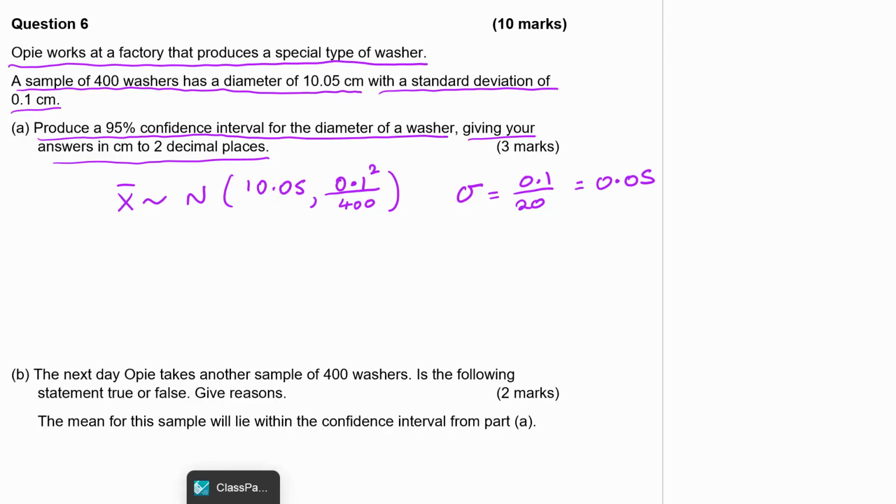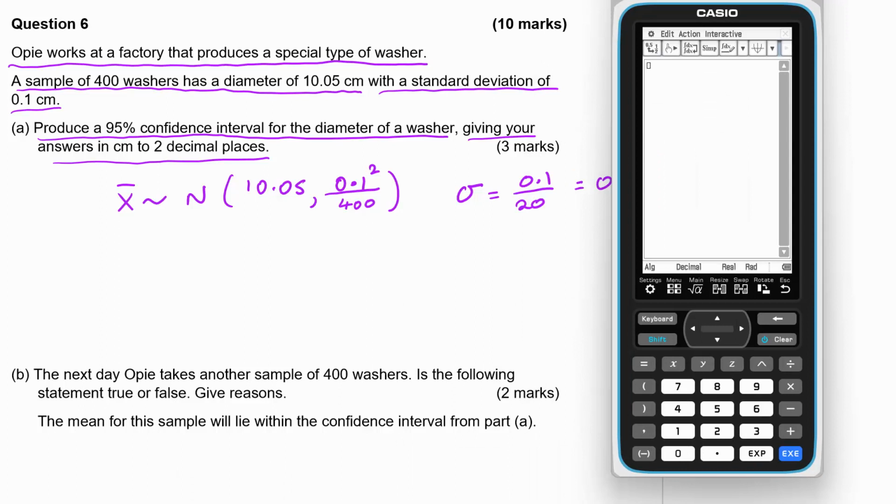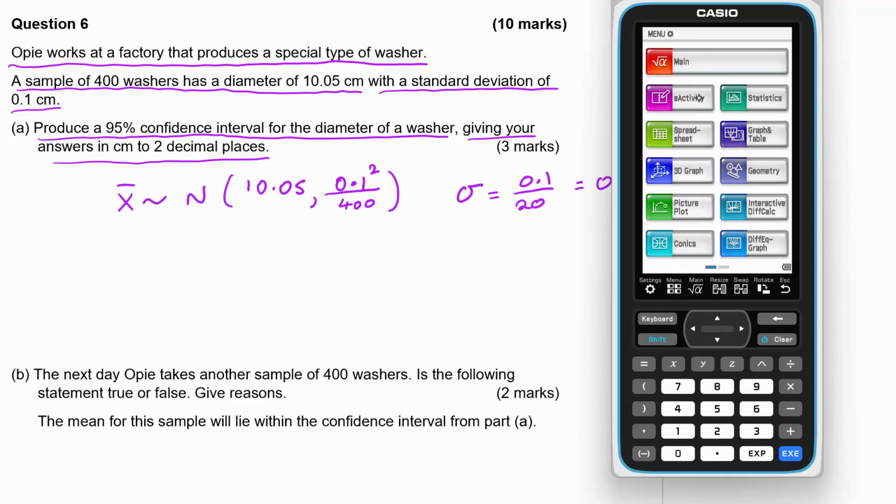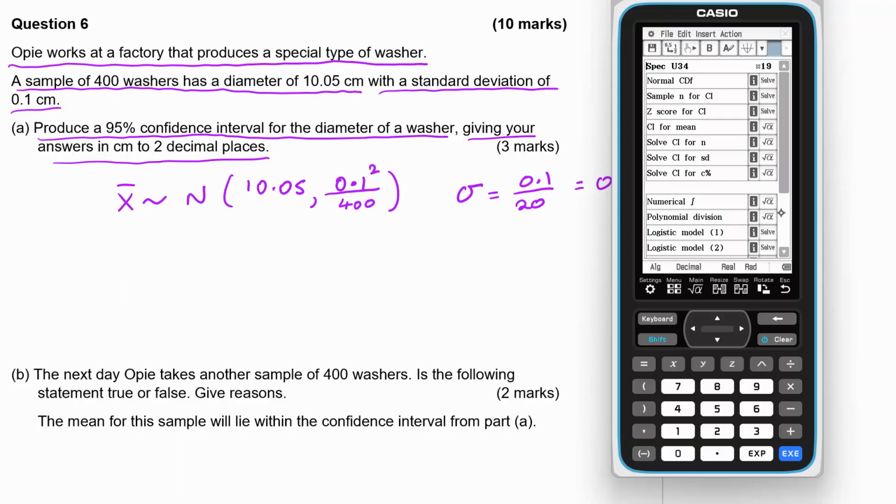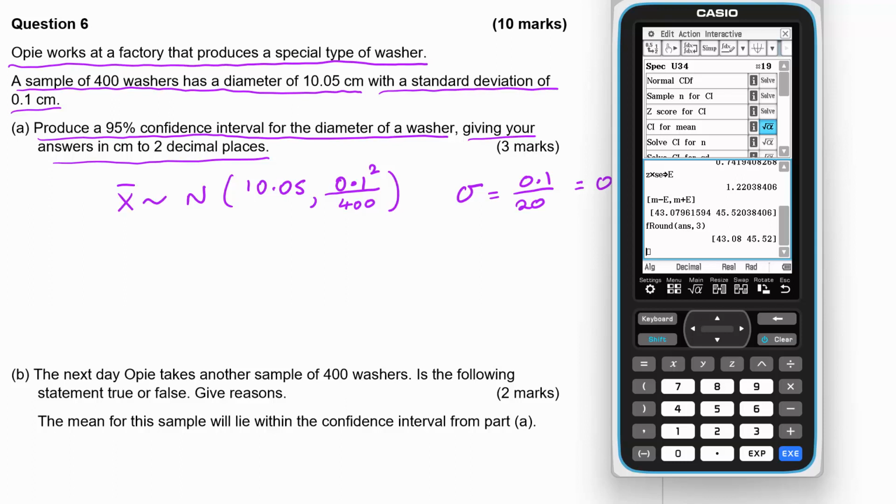And of course, I have an E-activity that will do that for me. So I am going to go into the menu, into the activity, and I've got the confidence interval for a mean just here. And I need to put in the mean, which is 10.05.